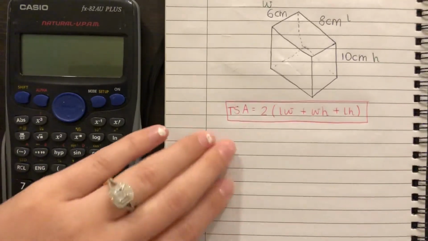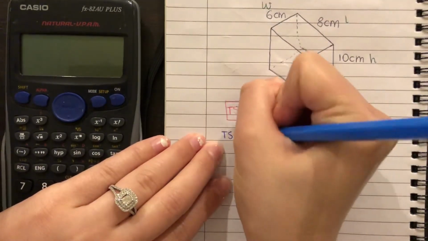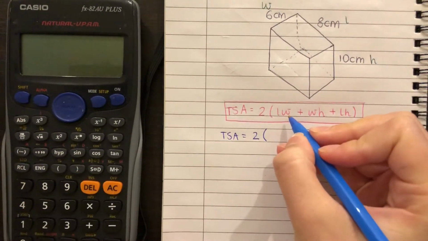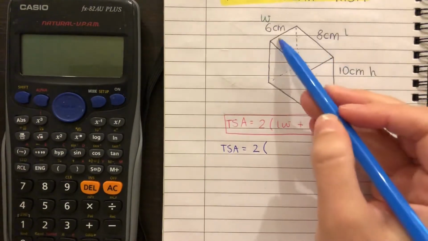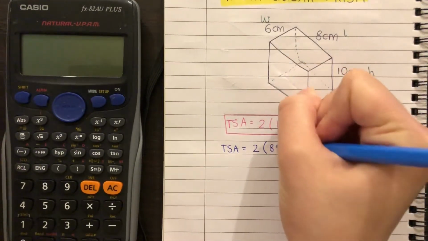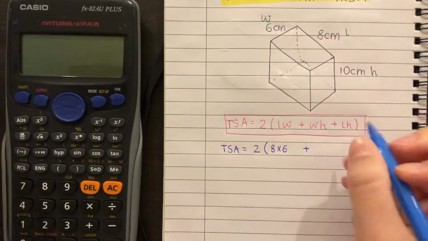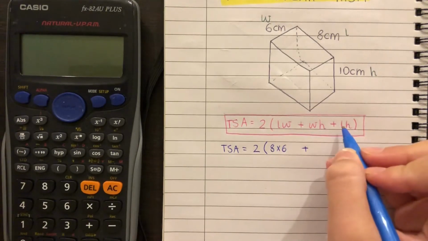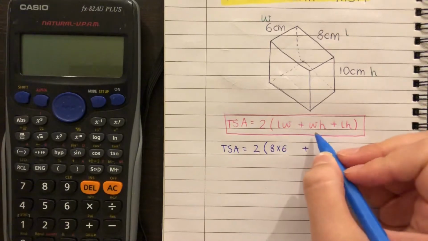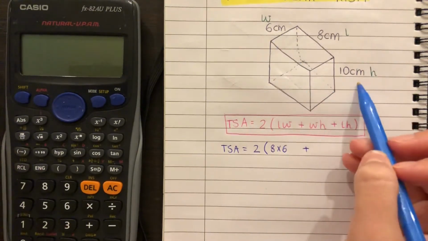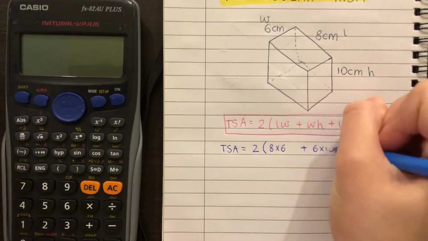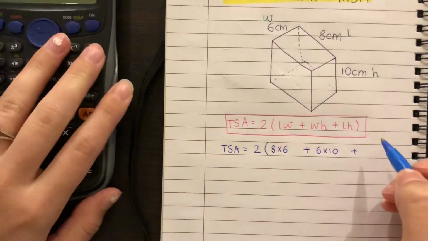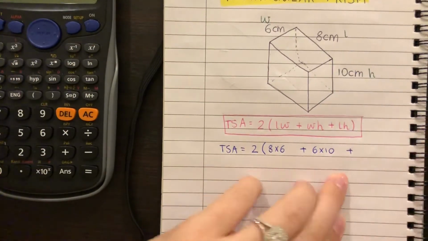So TSA equals 2 bracket, and then we've got length times width. So our length is 8 and our width is 6. Plus our width times our height. Remembering when there are no gaps between things, there's an imaginary times sign. So our width is 6 and our height is 10. Plus the length times the height. So the length is 8 and the height is 10.